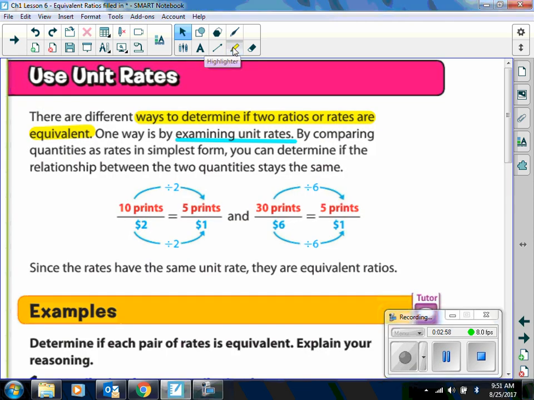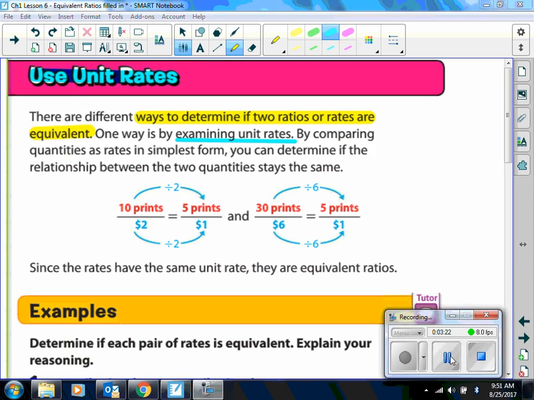So here we're going to talk about using unit rates. Now there are different ways to determine if two ratios are equivalent. I want you to write ways to determine if two ratios or rates are equivalent. And the first way we're going to talk about is examining the unit rates, just like we did in the warm-up. By comparing quantities as rates in the simplest form, which is a unit rate, you can determine if the relationship between the two quantities stays the same. So just like we did in the warm-up, when we changed 10 to 2 and 30 to 6 to unit rates, we got 5 prints for $1 for both of them. We know that those are equivalent ratios.